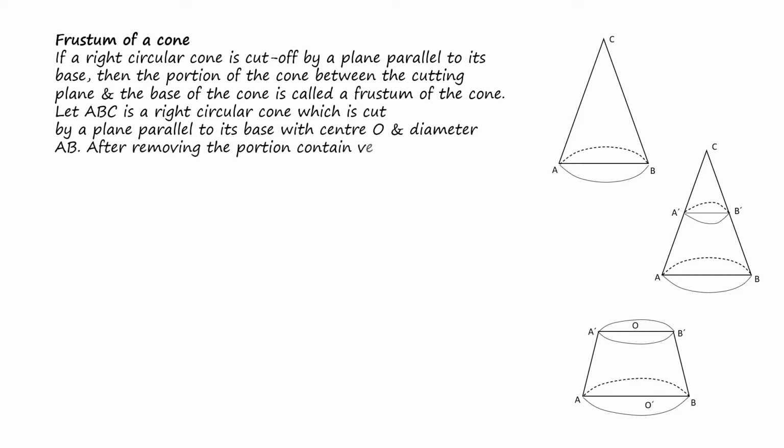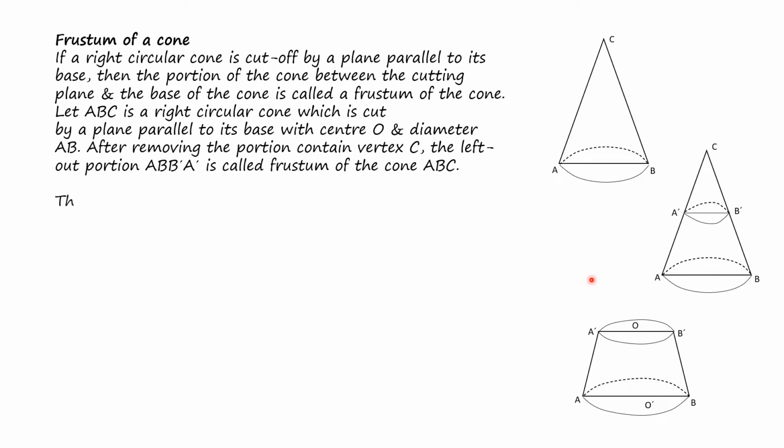with center O and the diameter AB. After removing the portion containing vertex C, the left portion A, B, B dash, A dash is called the frustum of the cone. So, as is clear from the picture, ABC is a right circular cone. If the cone is bisected by a plane parallel to the base, then after removing the vertex of the cone, the left portion is called the frustum. Like in this picture, this A, B, B dash, A dash. Sorry, this is the frustum.